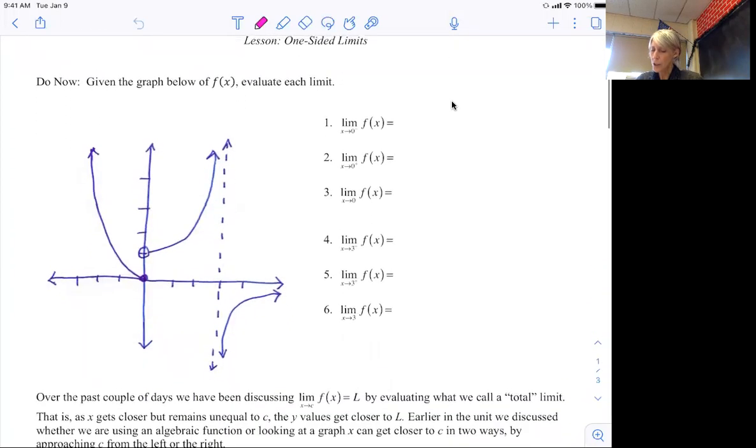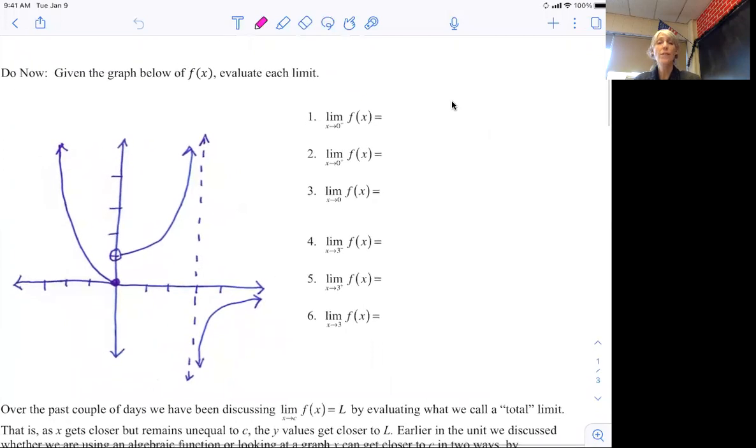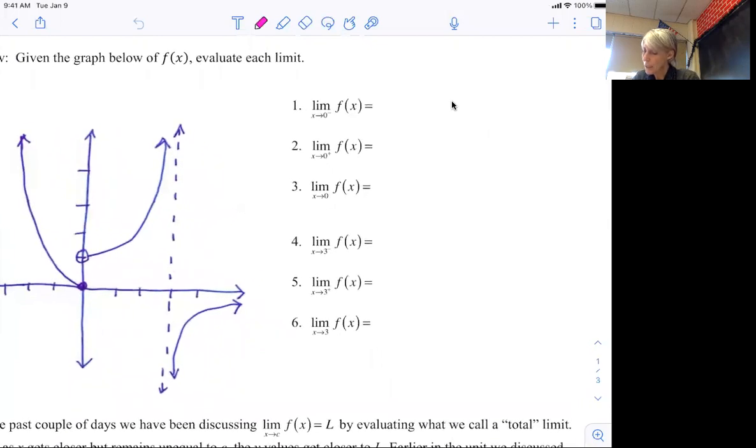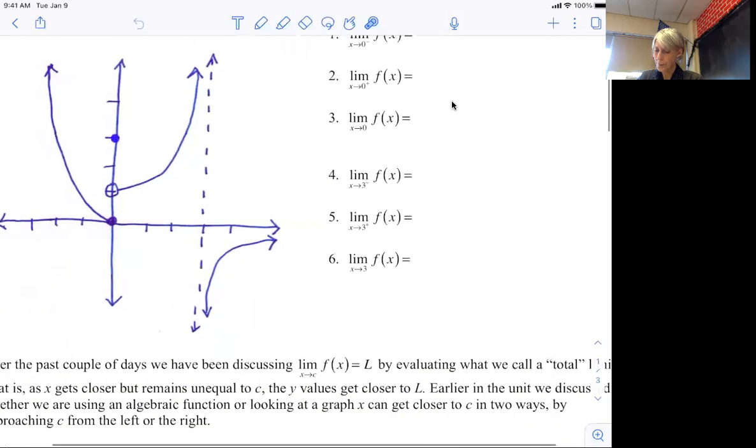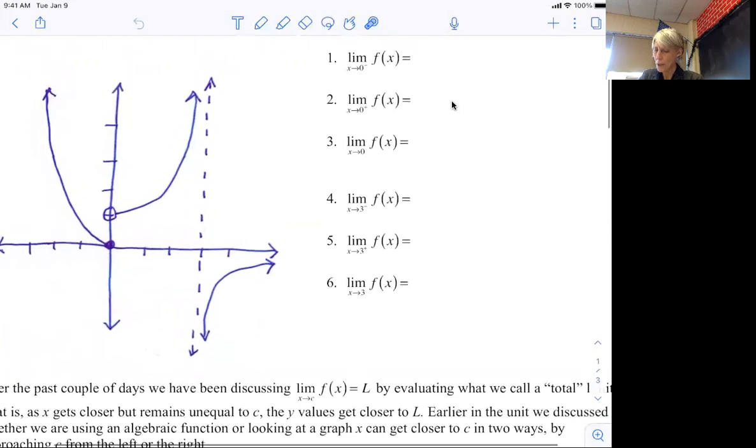If we look at our do now, we're given the graph below of f of x, and we want to evaluate each limit. In the first instance, I want to look at the limit as x approaches 0 from the left, because that's what that little negative sign means, of f of x. So I'm going to go to the graph of my function. Here's 0. If I want to know what's happening to the y values on the graph, I'm going to look at what's happening as x approaches 0 from the left.